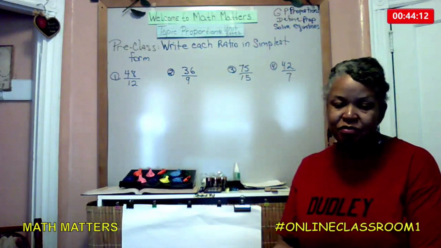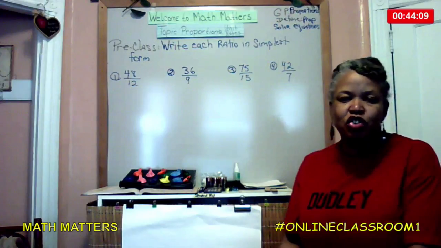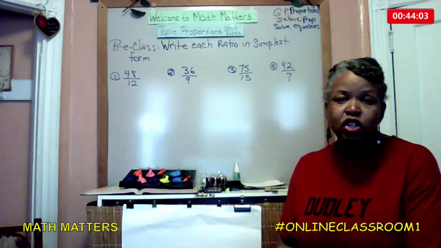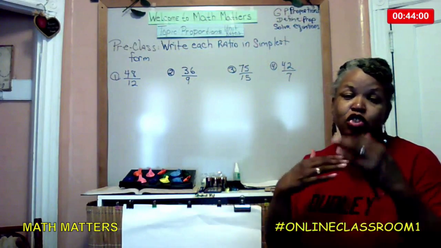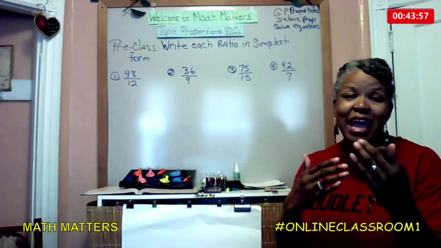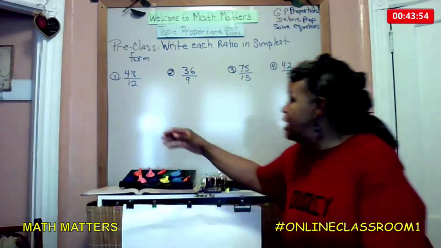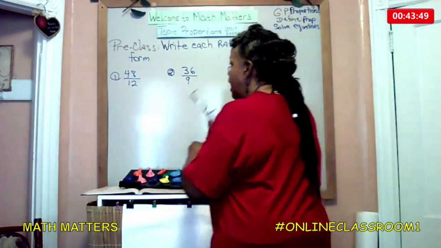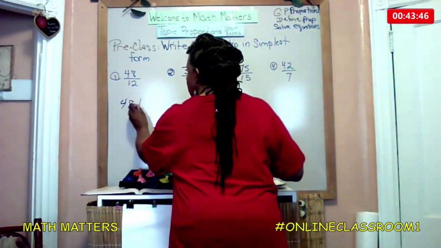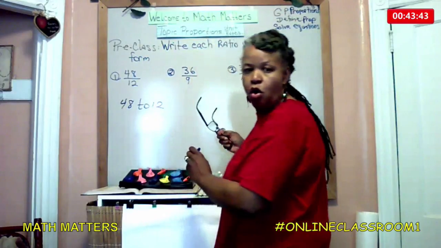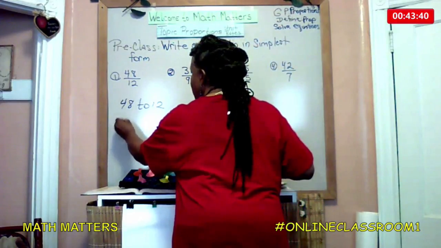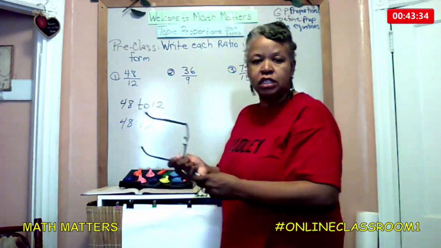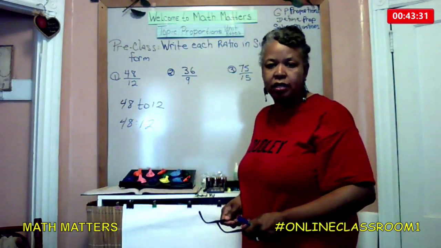All right, let's go. We're going to connect it with a topic that we shared in our recent past, dealing with ratios. Ratios, if you recall, is a comparison of two items, and it can be written in three different ways. It can be written in fraction form, 48 over 12. It can also be written as 48 to 12, or it can also be written as 48 colon 12. So ratios can be written in three different ways.